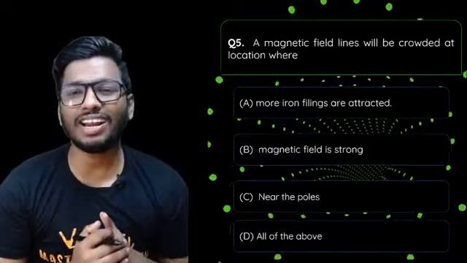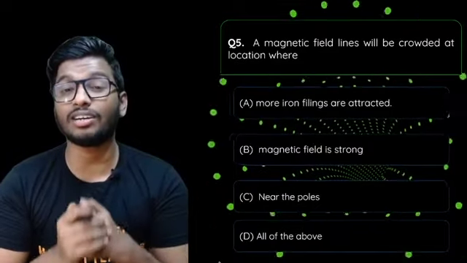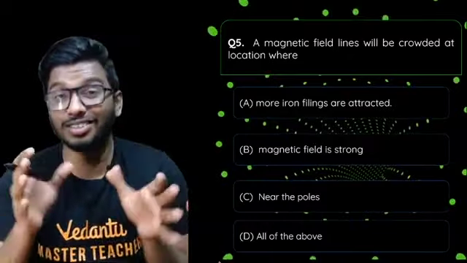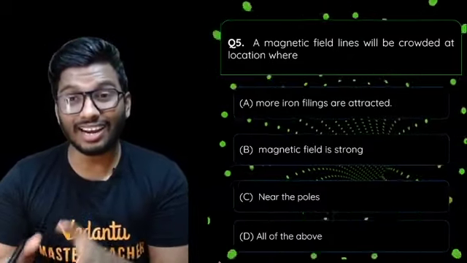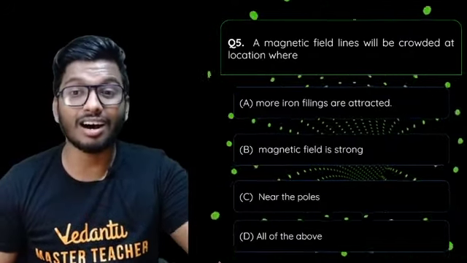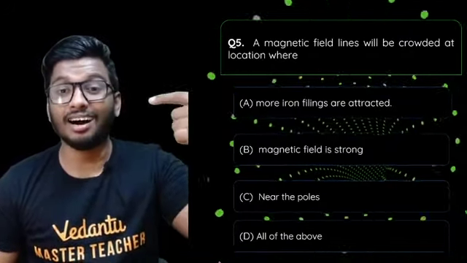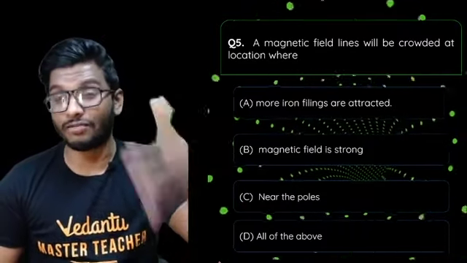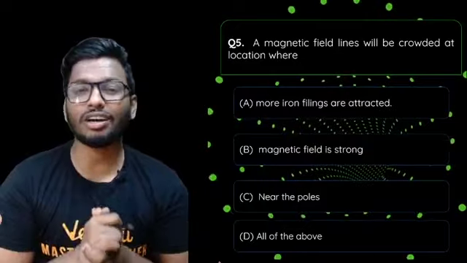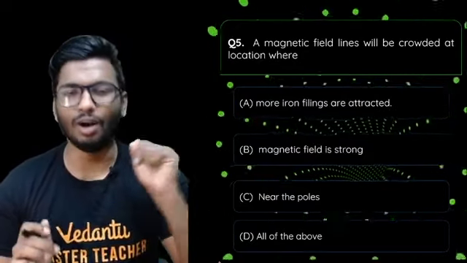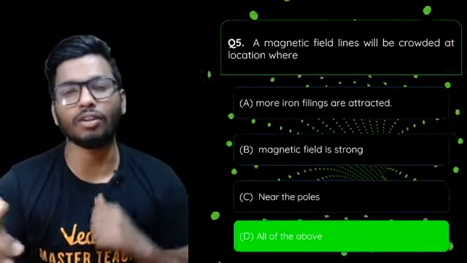Here we go. A magnetic field line will be crowded at a location where more iron filings are attracted. Magnetic field is strong near the poles, or all of the above. It's a very interesting question. I'm pretty sure that many of you might go a little wrong in this question. However, let me tell you the answer. The answer to this question is all of the above.